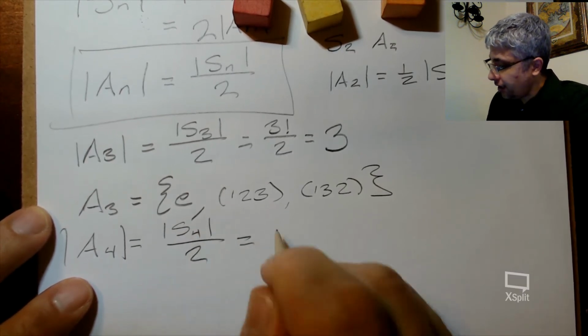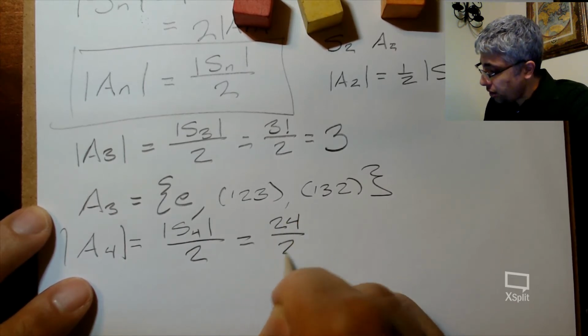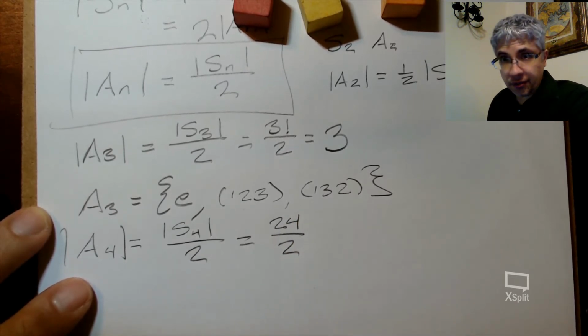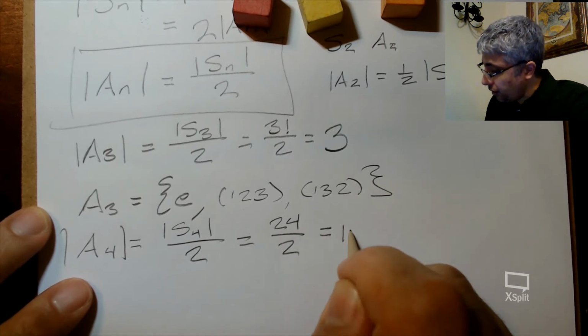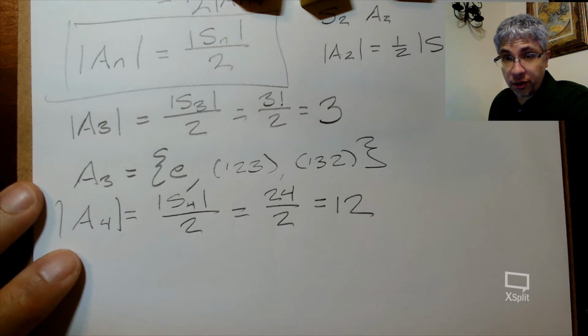But okay, so this is S4 over 2. S4 has size 4 factorial, which is 6 times 4, which is 24. So A4 has 12 elements in it. And what are these 12 elements?